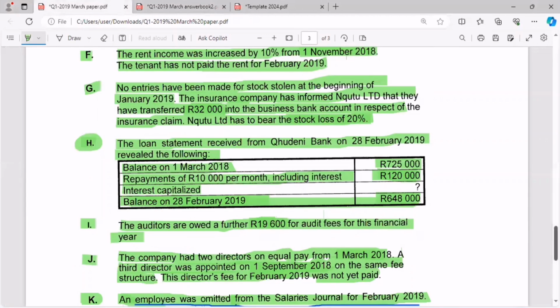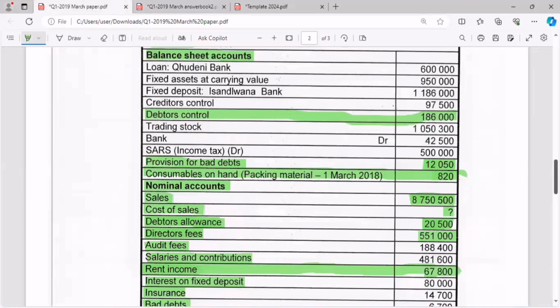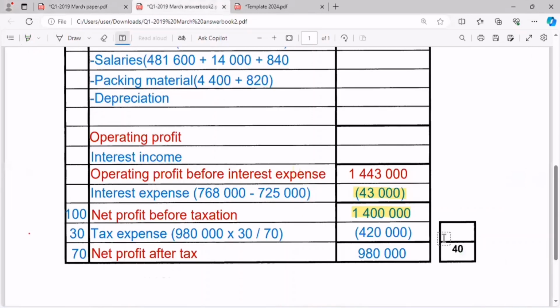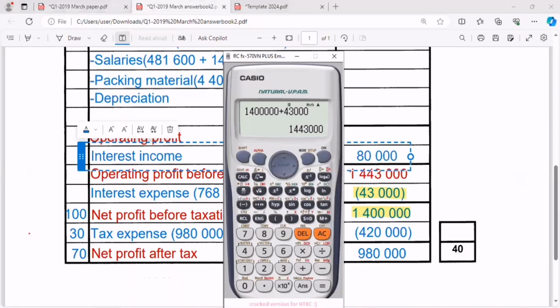Remember, this is given in the trial balance. So we do have interest income. That is interest on fixed deposit of 80,000. No adjustment was given on this one, so we're going to assume that this is the correct interest income, 80,000. Guys, we are working backwards, so we take the 1,443,000, we subtract 80,000, so that we get the operating profit. So the operating profit is 1,363,000.